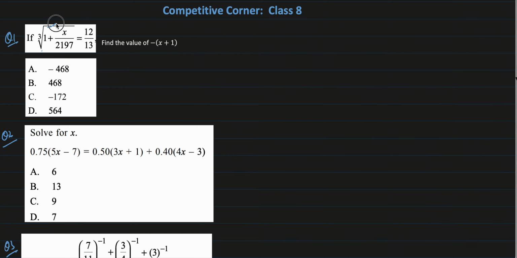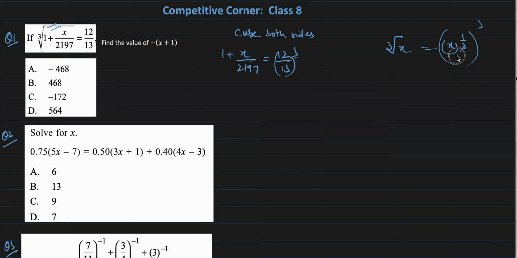To remove the cube root here, we will cube both the sides. Cube both the sides, so what you will get? 1 plus x by 2197 equals (12 by 13) cube. Now as cube root is equivalent to power 1 by 3, if I do cube here, this cancels out and the cube root is removed. This is what I have done in this step.